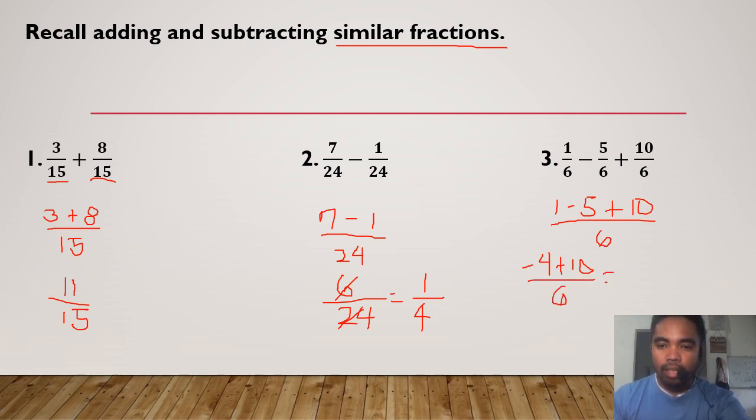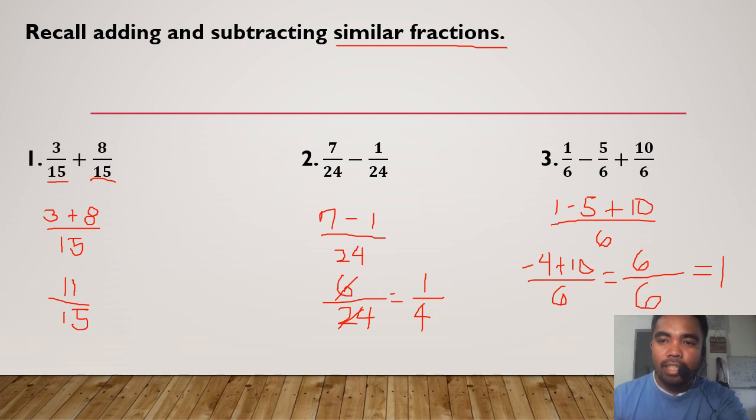Since they have unlike signs, we subtract: 10 minus 4 is 6. Then we keep the sign of the greater absolute value, which is 10, and it is positive, so we write positive 6 over 6. We know already from our previous grade levels, even in elementary, that 6 over 6 is equal to 1. Therefore, 1 over 6 minus 5 over 6 plus 10 over 6 is equal to 1.